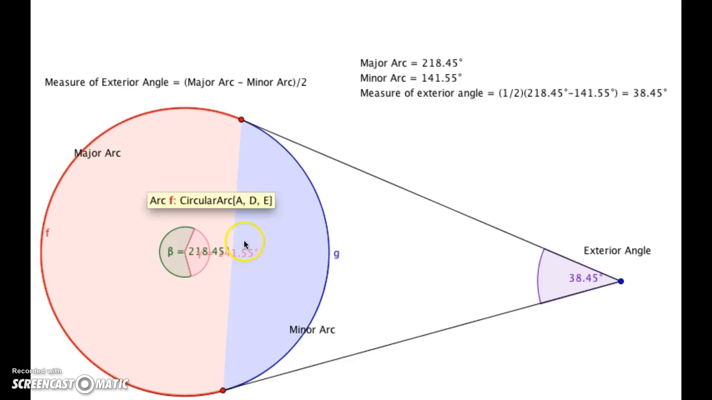So to be able to find the measure of an exterior angle, you need to find the measure of the major arc, the measure of the minor arc, and subtract the minor from the major. You shouldn't get a negative number, so it should always be the bigger number minus the smaller number. And then you're going to divide that by 2 or multiply by 1/2, whatever your preference is.